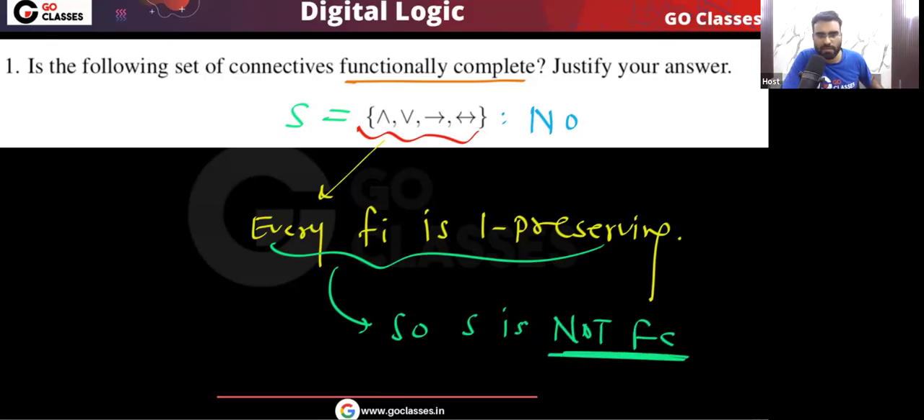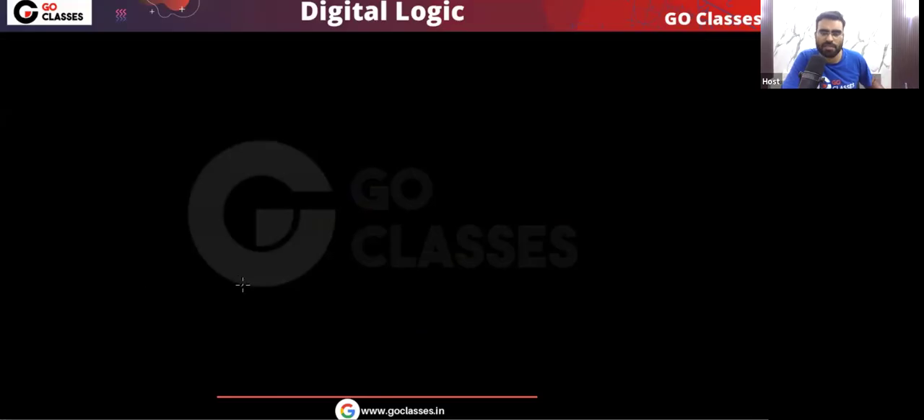Understood? Very simple to apply. So this Post theorem you can very easily apply. If I give you any set of functions, you can very easily apply this Post theorem. Is this clear? Please tell me. So far, did you understand?